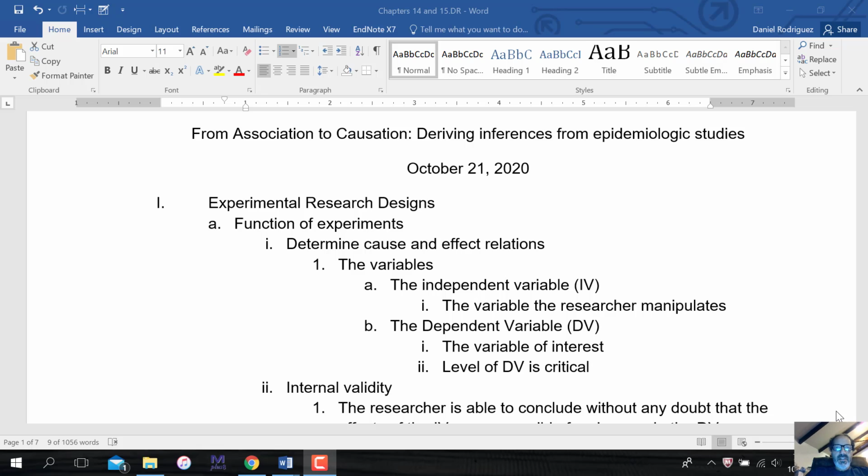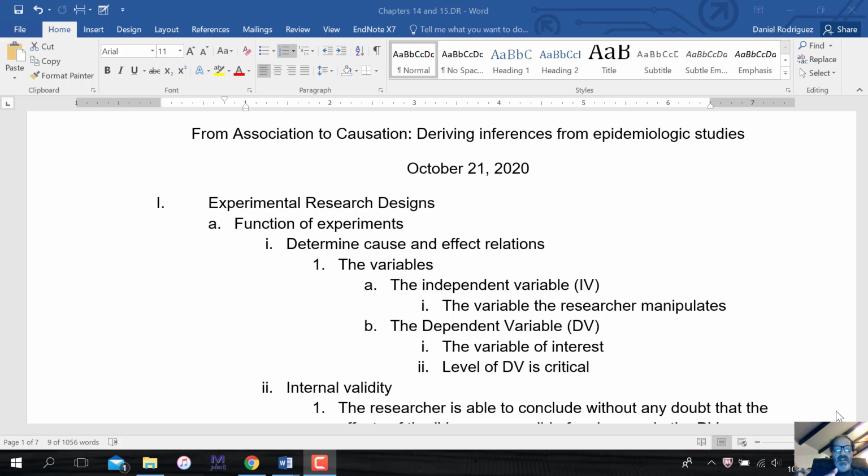And in the end, I'll have an exercise for you all to do, and we'll talk more about that when I get there. So let's start with experimental designs. If you think about the function of an experiment, experiments are designed to determine cause and effect. So there are two variables in an experiment.